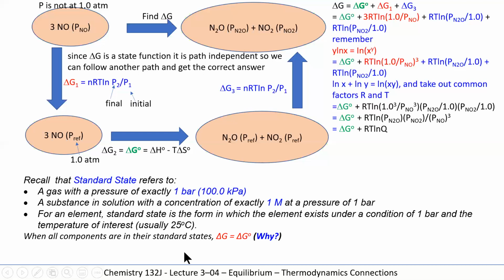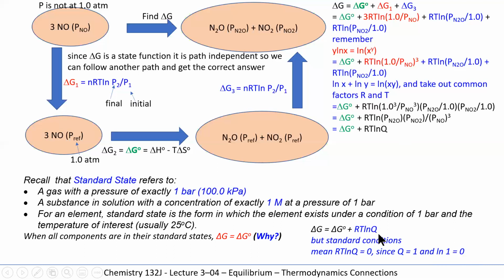When all components are in their standard states, delta G really equals delta G 0. Why is that? Well, let's take a look at this equation here: delta G equals delta G naught plus RT ln Q. We've derived that equation just now, but standard conditions mean that RT ln Q really equals 0. Why? Because under standard conditions, if everything was 1 mole per liter, we're dividing 1 mole per liter by 1 mole per liter, so you're going to end up with a value of Q of 1. So 1 mole per liter times 1 mole per liter divided by 1 mole per liter is 1. And then the ln of 1 is 0.